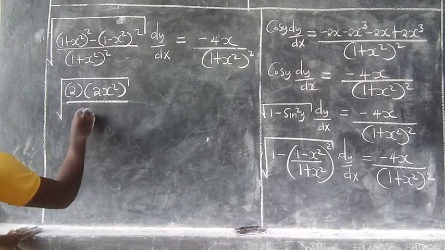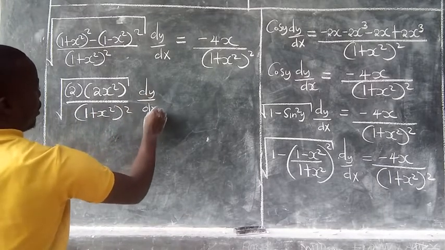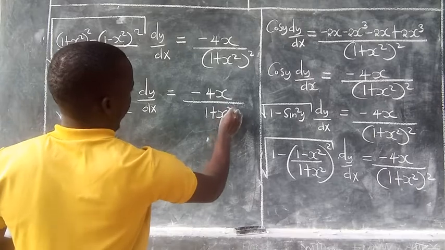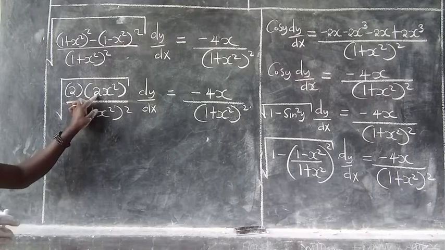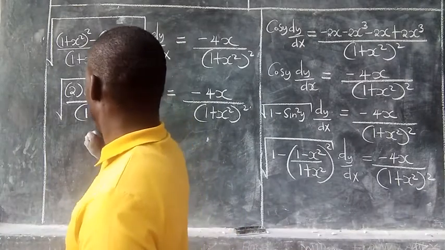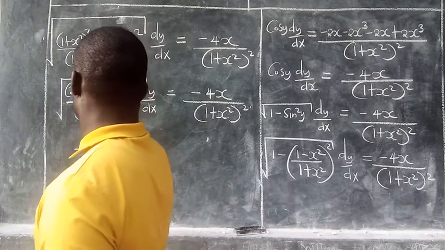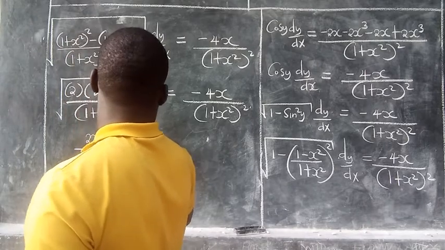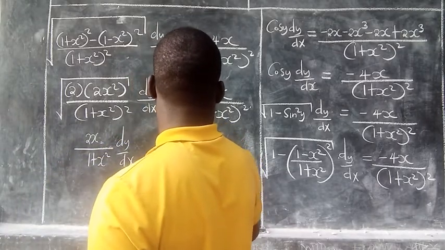All this, of course, divided by 1 plus x squared, but squared, dy dx, and that gives us minus 4x out of 1 plus x squared, but squared. And when you look at this critically, 2 by 2 is 4, so it means we're going to have 4x squared, but the square root of 4x squared is actually going to be 2x. Then the square root of 1 plus x squared but squared will be 1 plus x squared.